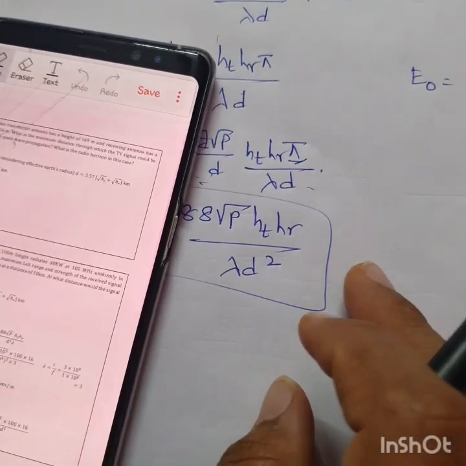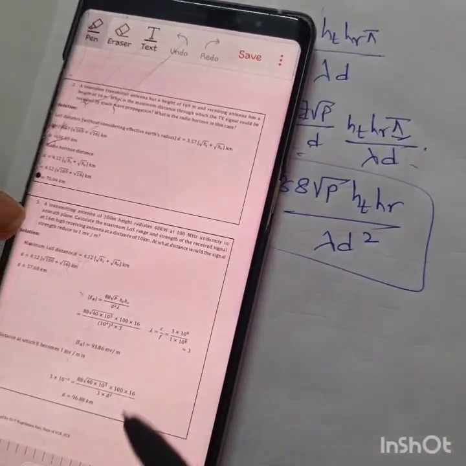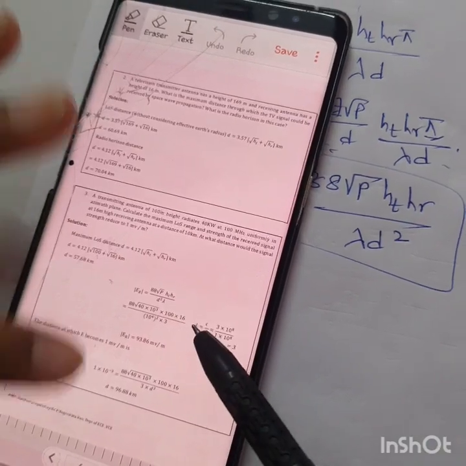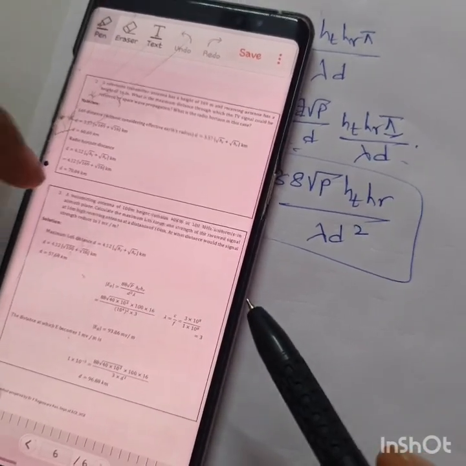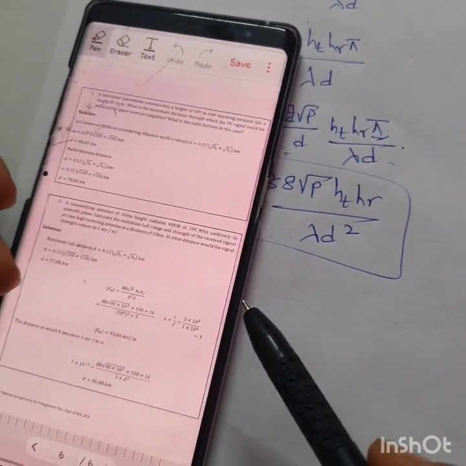So these two formulas you try to remember and then apply in this problem, and you will get the answer. Try to do the problem on your own. The solution is available here.